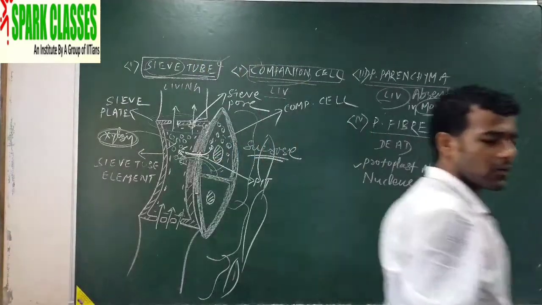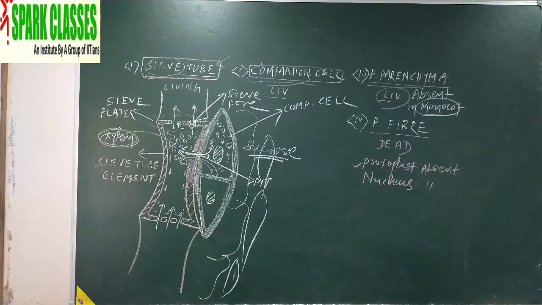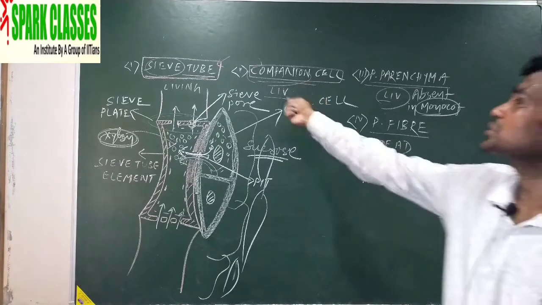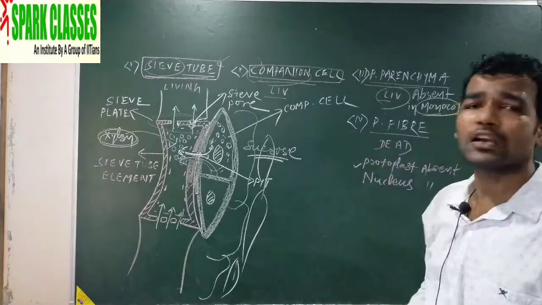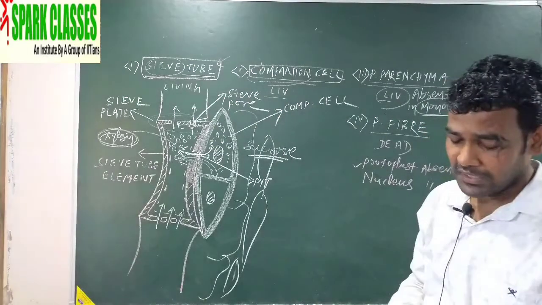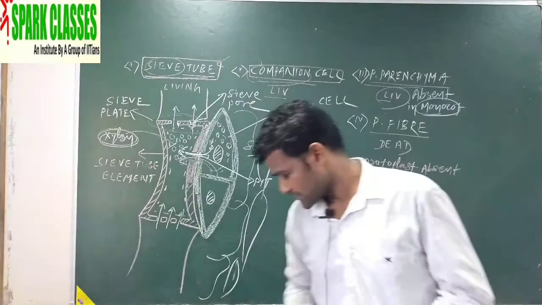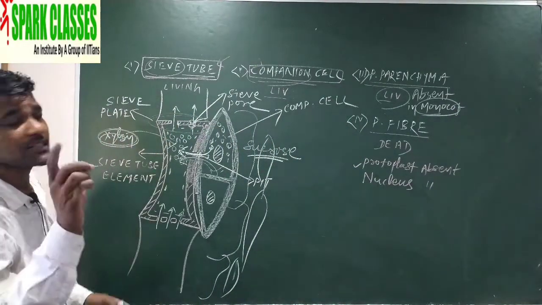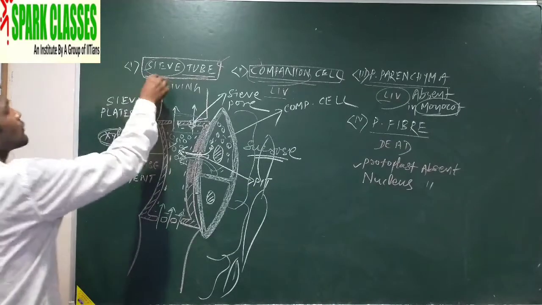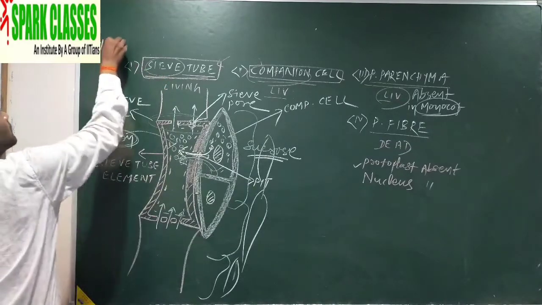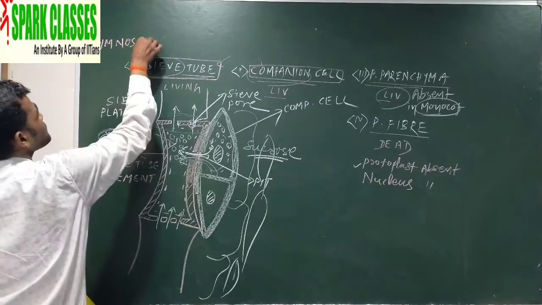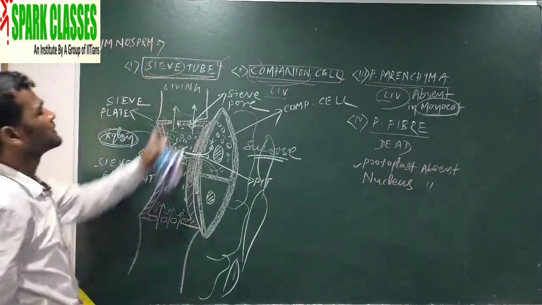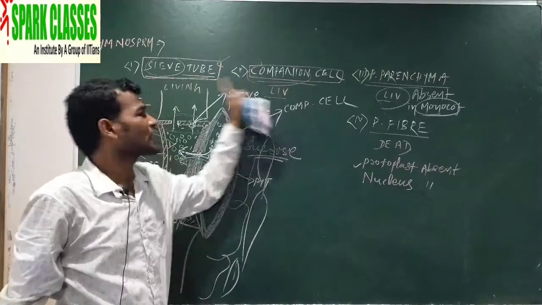In case of xylem, what I had told you, the vessel is only present in angiosperm, and vessel is absent in gymnosperm. Similarly, the first two, sieve tube and companion cell, are completely absent in gymnosperm. In case of xylem, the second one is absent, that is vessel absent in gymnosperm. But if you compare the phloem, in case of gymnosperm, the sieve tube and companion cell both are absent.